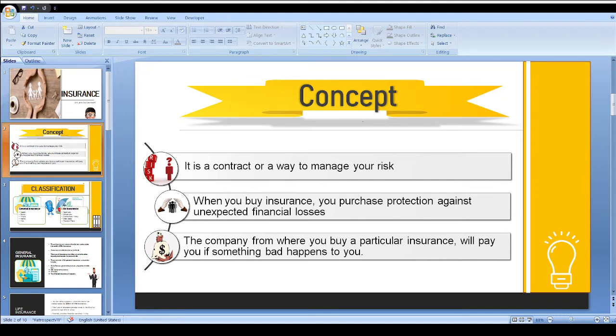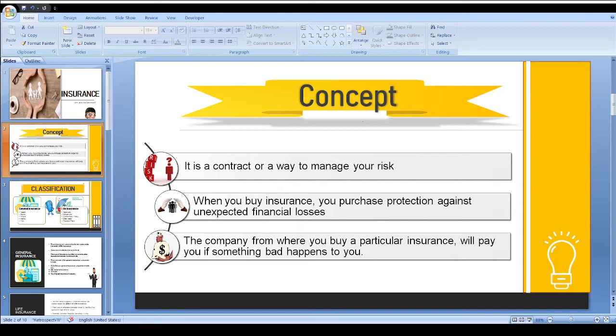And the loss that we are talking about here may or may not be financial, but it must be reducible to financial terms. That means we can calculate the loss in financial terms. Furthermore, it usually involves something in which the insured has an insurable interest established by ownership, possession, or pre-existing ownership.